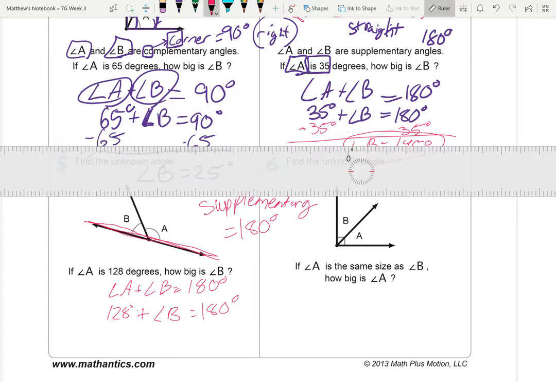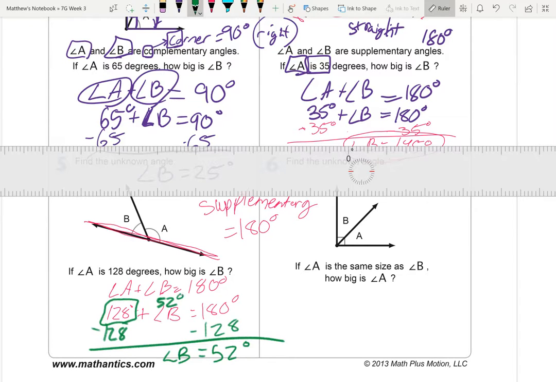And again, we can use our algebra here. I'll do it in green. Minus 128 from this side to get B by itself, minus 128 from the other side. And now we're going to have B alone. Angle B equals 52 degrees. So in other words, 128 degrees plus 52 degrees equals 180 degrees. All right, that's how we know our answer is correct.